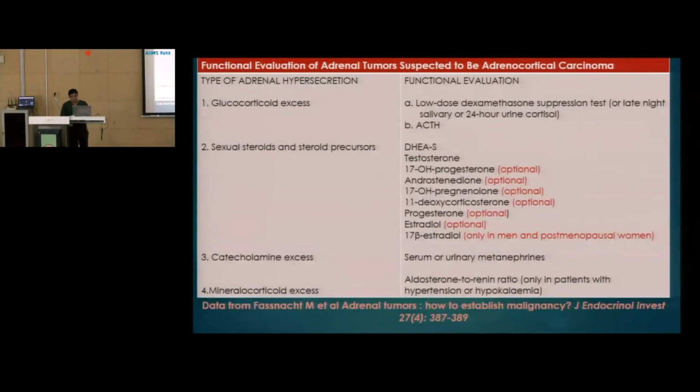Regarding the functional evaluation, once we found that this was a likely adrenocortical carcinoma on imaging, we did the functional workup of the patient. For functional workup, the glucocorticoid axis, sex steroid and steroid precursor axis, catecholamine axis and mineralocorticoid axis are to be evaluated. This is done by these tests: low dose dexamethasone suppression test and ACTH for the cortisol axis, testosterone and estradiol for the sex steroids, and serum and urinary metanephrines for ruling out pheochromocytoma. Aldosterone to renin ratio is done in patients with hypertension or hypokalemia.